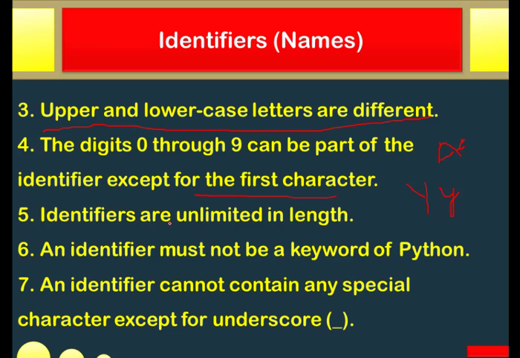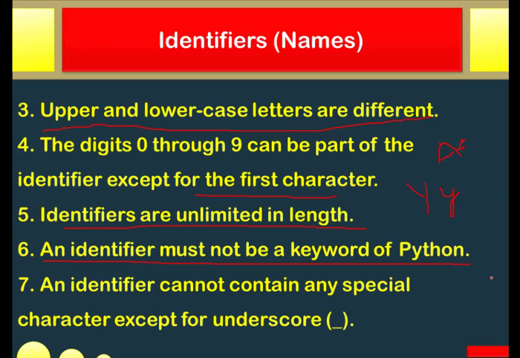Next, identifiers are unlimited in length. There is no restriction on how long your identifier can be. Next, an identifier must not be a keyword of Python. This you have learned in keywords also, that keywords are reserved words and we cannot use them as an identifier. So we cannot use a keyword as an identifier or name of the elements.